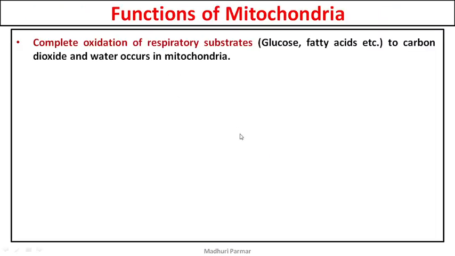Now we come to the last part, which are the functions of mitochondria. This is just a quick recap. So we'll talk about the first and the foremost, which is complete oxidation of respiratory substrate. It is important for aerobic respiration of respiratory substrate. Respiratory substrate meaning the molecules which can be oxidized to get ATP. It includes glucose, fatty acid, glycerol, etc. So these are all respiratory substrates.